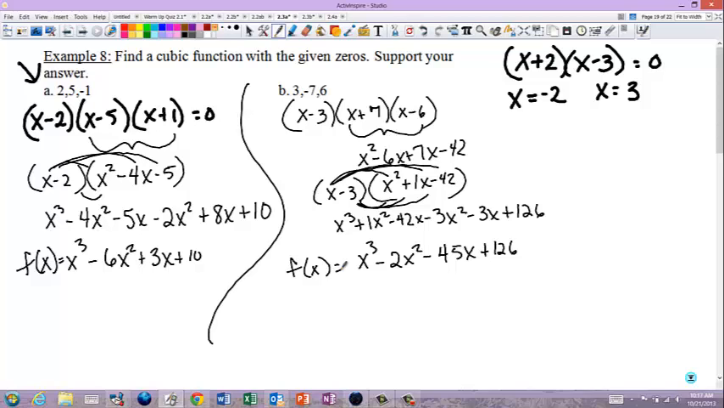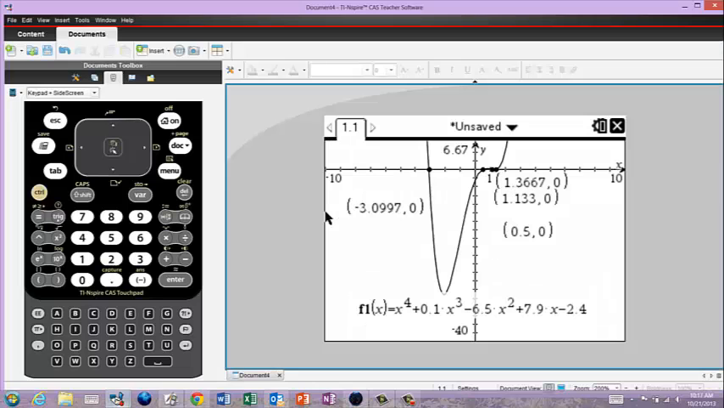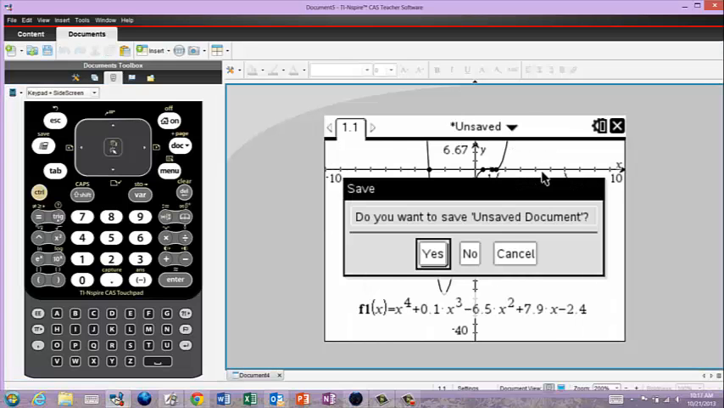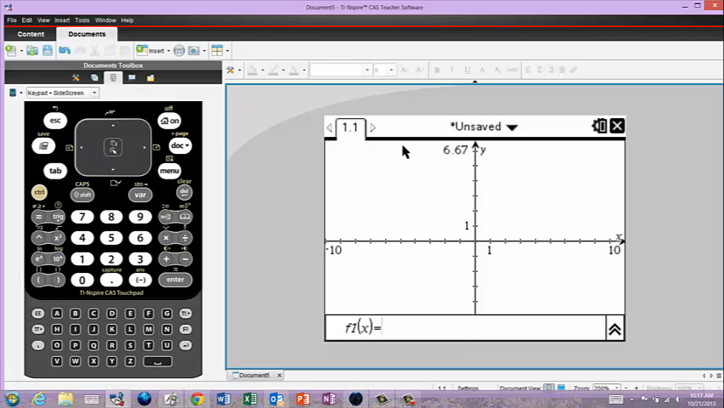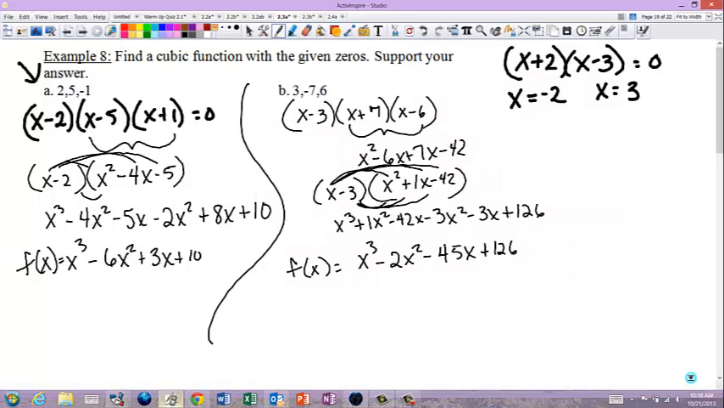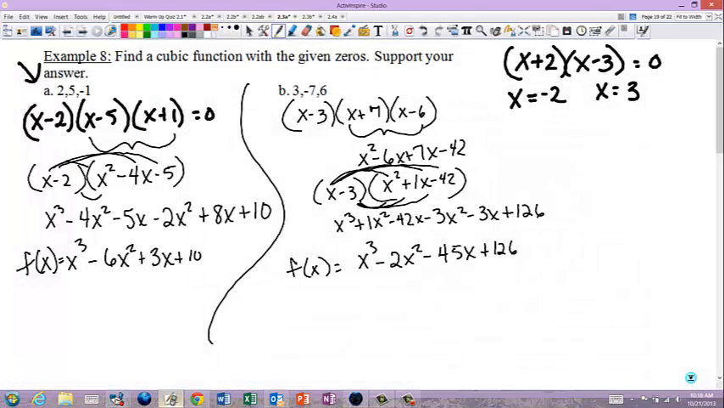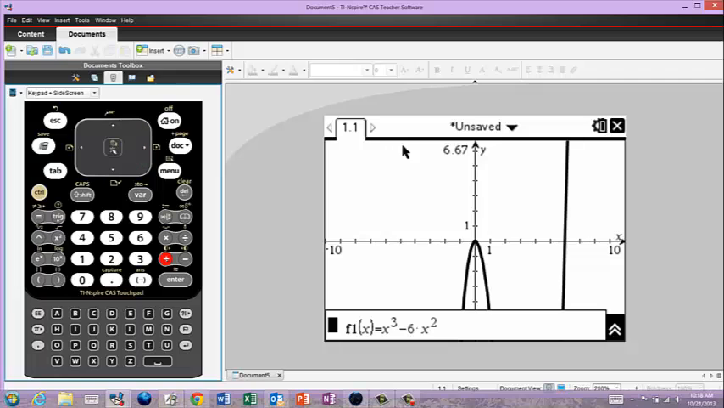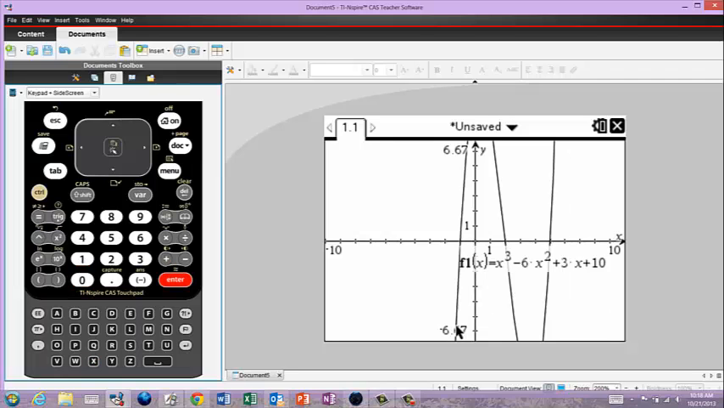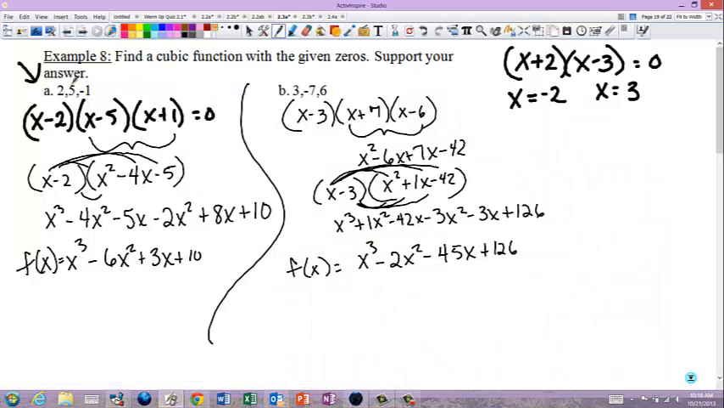Support your answer. If we graph that, let's see. No, I don't want to save anything. If I graph x cubed minus 6x squared, oops, plus 3x plus 10. And if you look at your zeros, my zeros are negative 1, 2, and 5. Is that what I started with? Negative 1, 2, and 5, then yes. And you do the same thing with B.